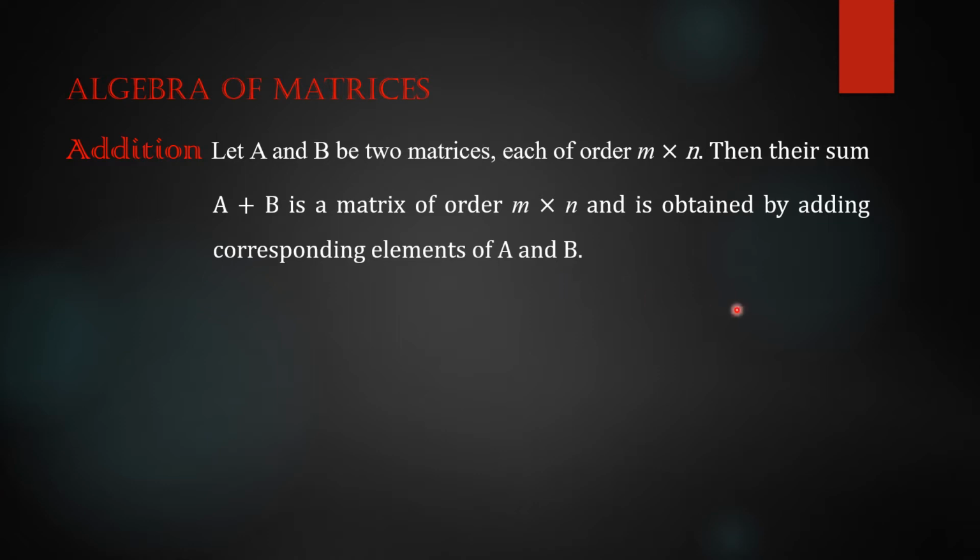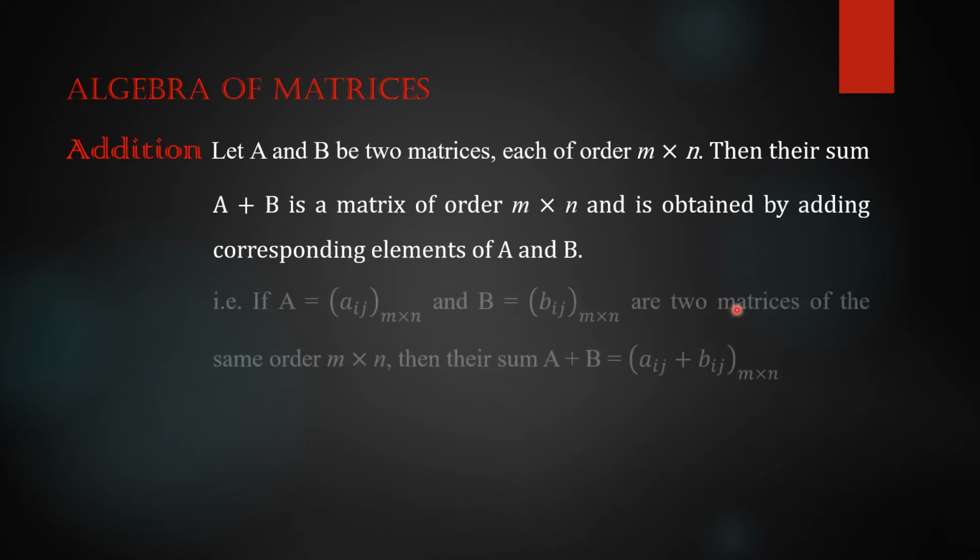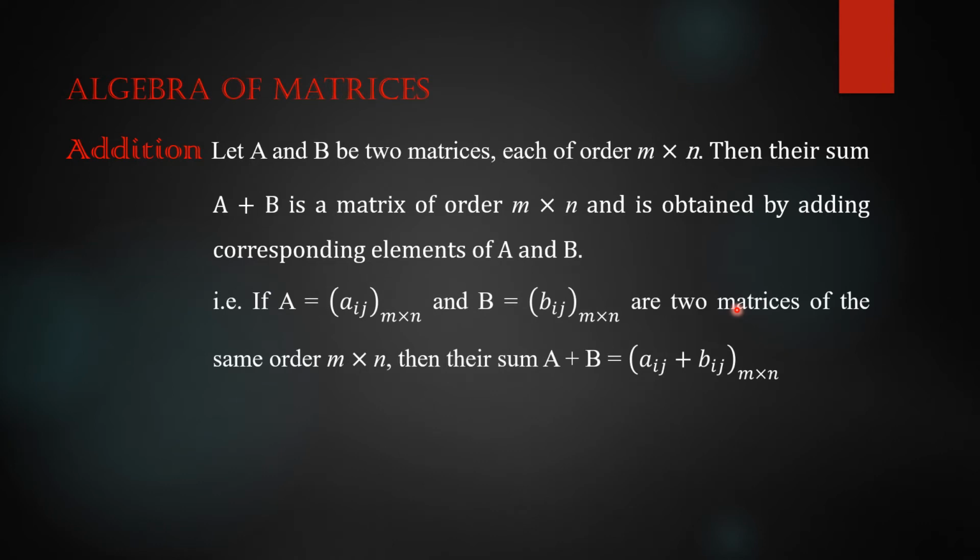So let me take one example here. Before that, mathematically this addition can be written like this. A is a matrix of order m by n, B is another matrix of order m by n. The matrix can also be written like this, as you already learnt in the previous video. If you have not seen the previous video, first see that video. It will be better for understanding this video.